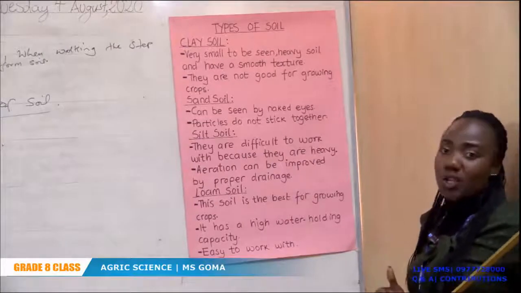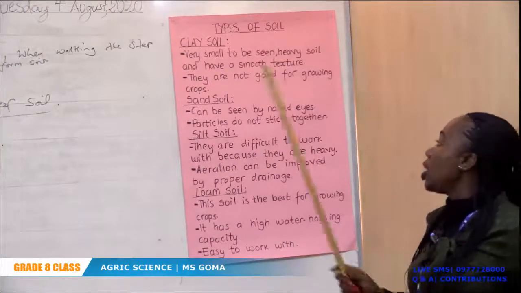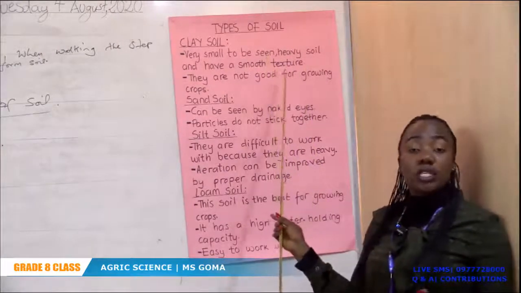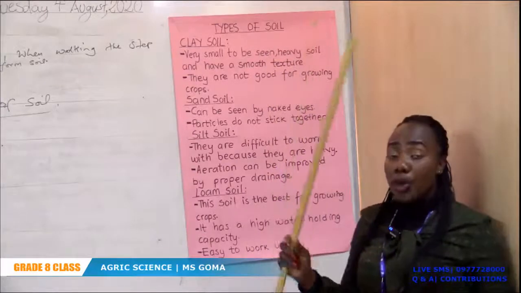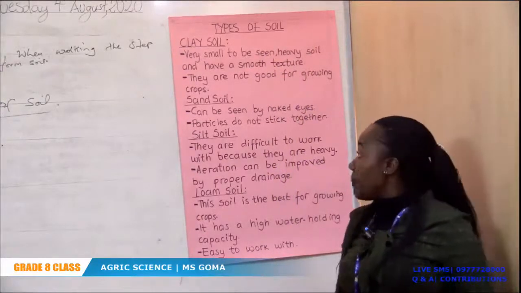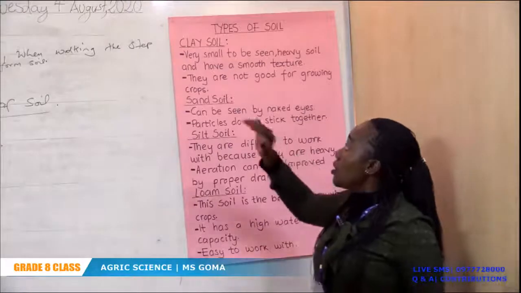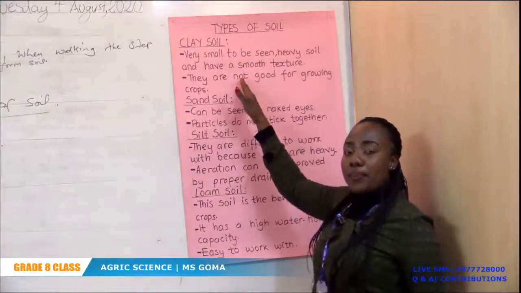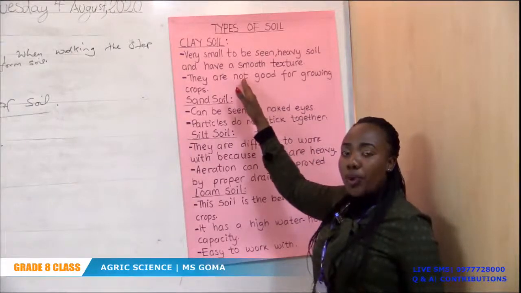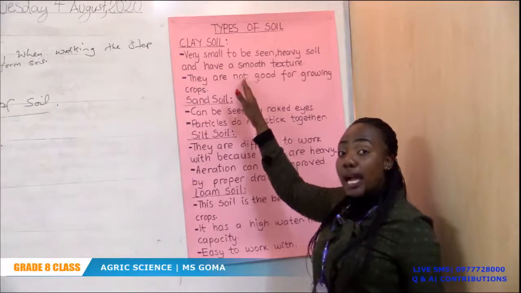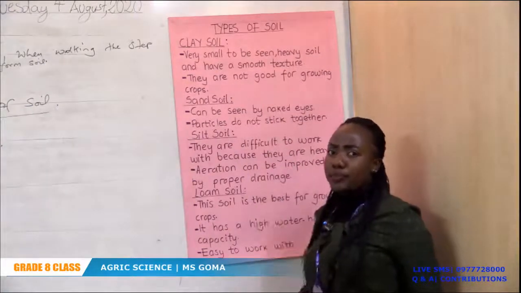They're very heavy to work around with. So it is not the best kind of soil that you can use in agriculture or growing crops. The reason is that when clay soil is wet and then dries up, it caps the soil. When it dries up, it does what? It caps the soil. What is capping?